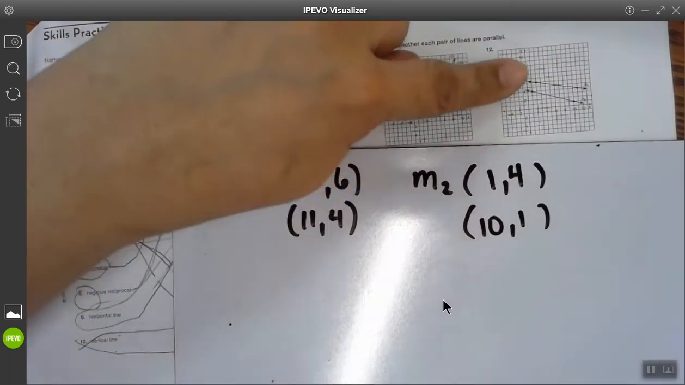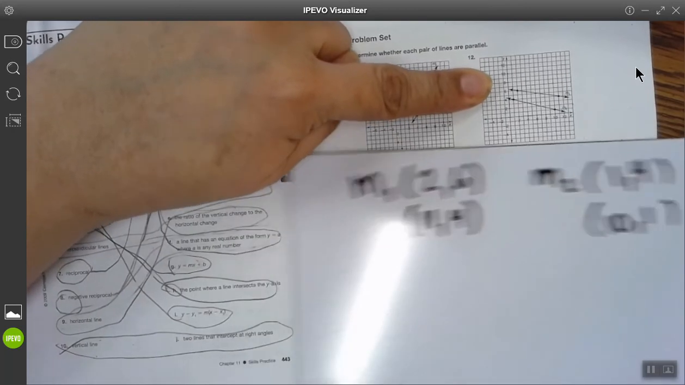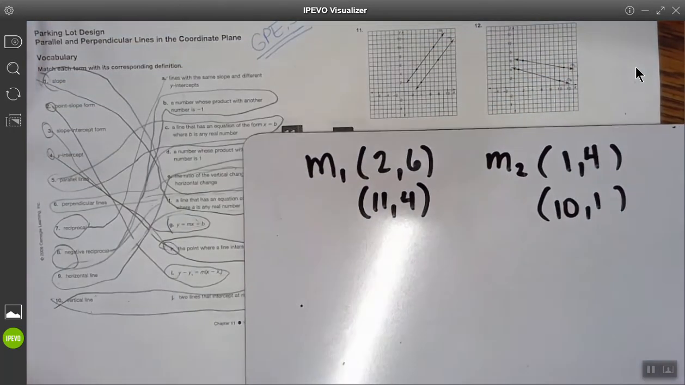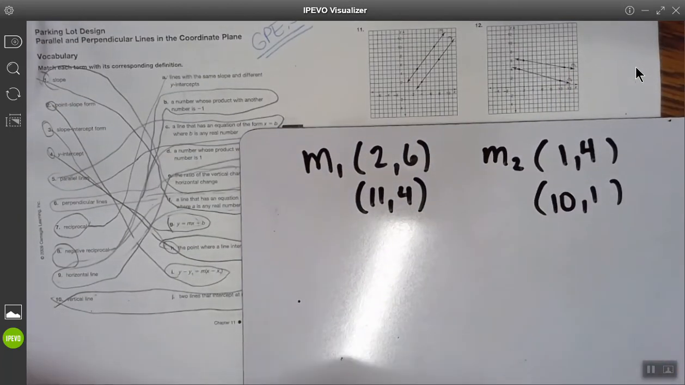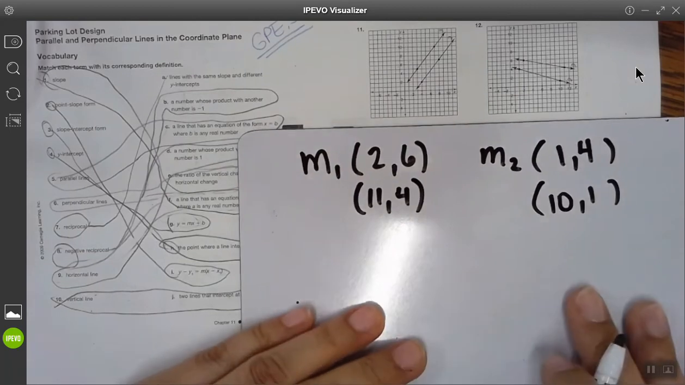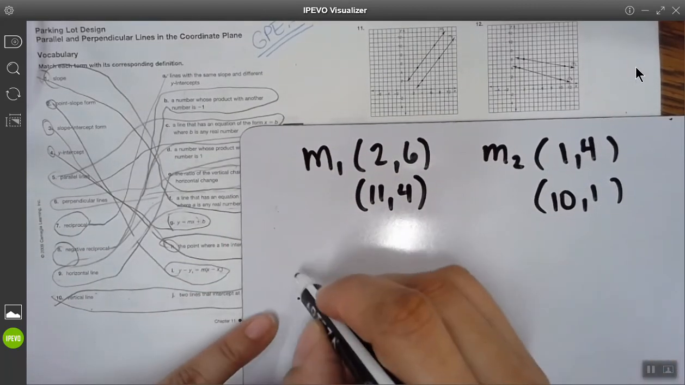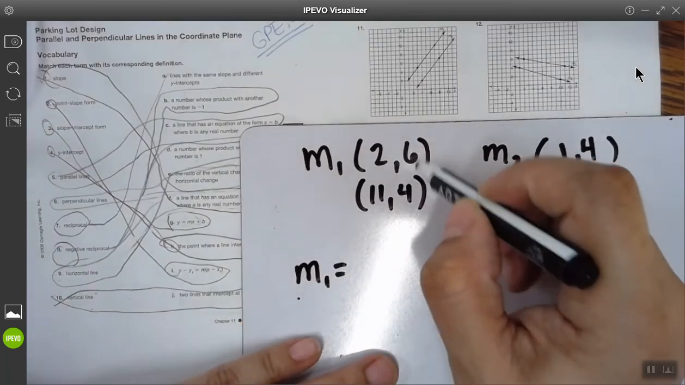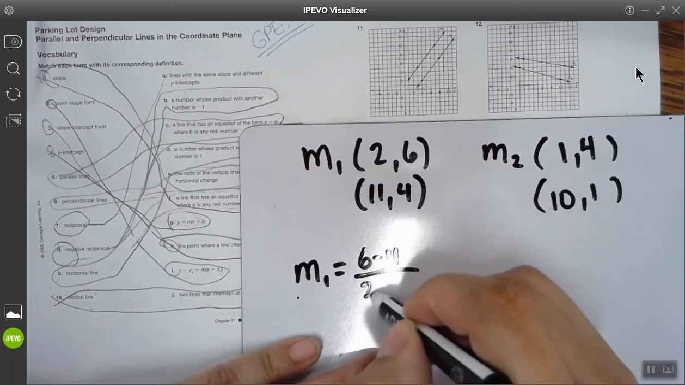All right, so now we're going to look at this example, and I went ahead and read the points ahead of time, and we're going to prove whether those lines are parallel or not. Now, I know they don't look parallel, but once again, you have to have the proof. So we know that if they're parallel, they're going to have the same slope. So we need to compare the slopes. Okay, so the slope for line 1 is going to be 6 minus 4 over 2 minus 11.